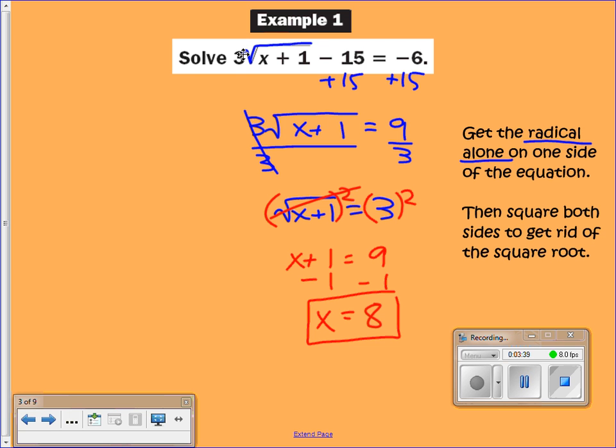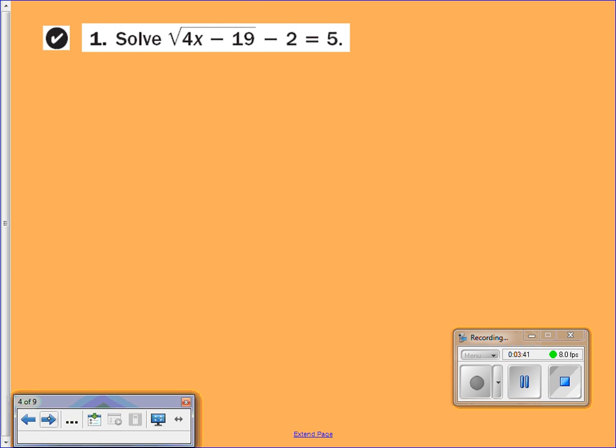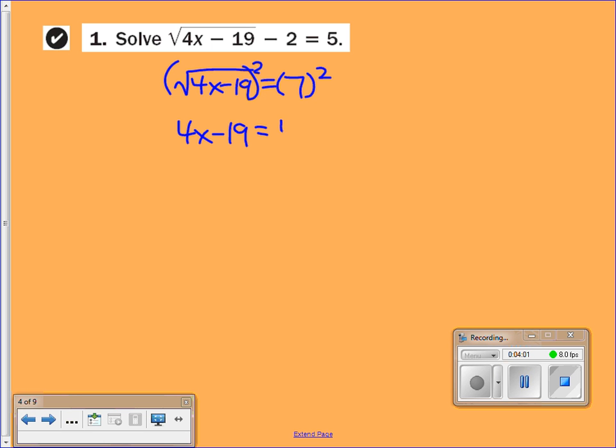The only problem is I can tell if you don't check, because some of those answers might be extraneous and you don't know it. So let's check out this one. Let's get the radical by itself by adding 2 to both sides. And 4x minus 19 inside the radical equals 7. All right, let's square this and square that to get the radical gone. And I'm left with 4x minus 19 equals 49. Let's add 19. That would be 68. Divide by 4, and x is supposed to equal 17.